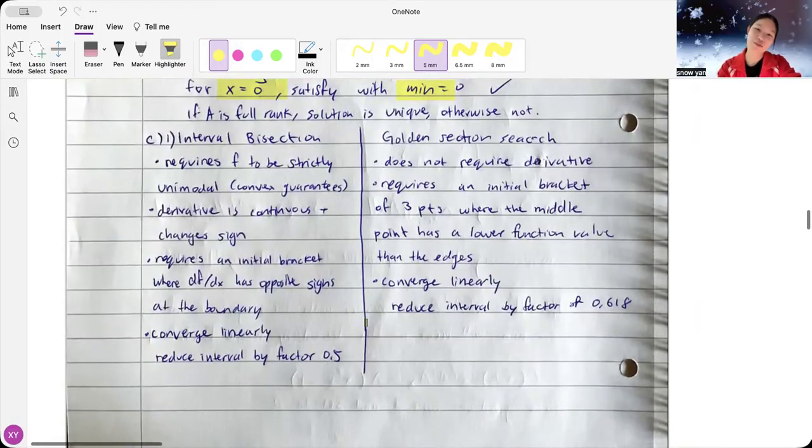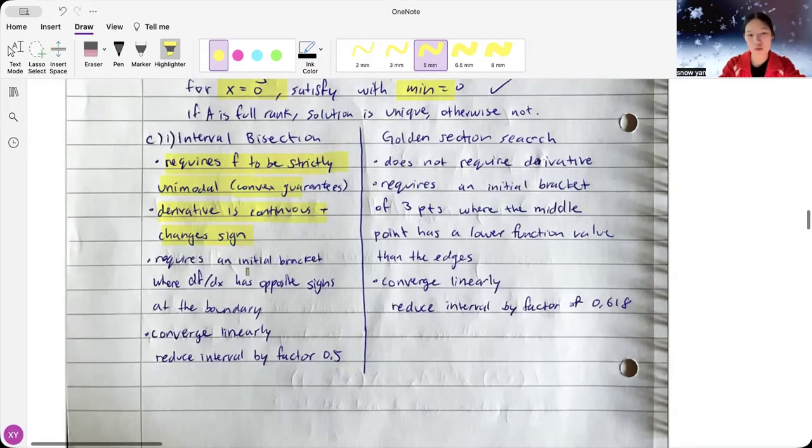Okay, I guess this is much more detailed. So yeah, this was basically interval bisection requires f to be strictly unimodal. So basically it's already convex, so it requires it to be convex. And the derivative is continuous and it changes sign. So that's why if it's possible to calculate the derivative and it's relatively easy, good idea. Otherwise, not a good idea.